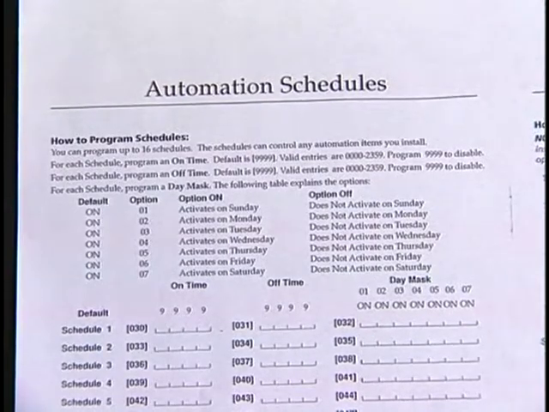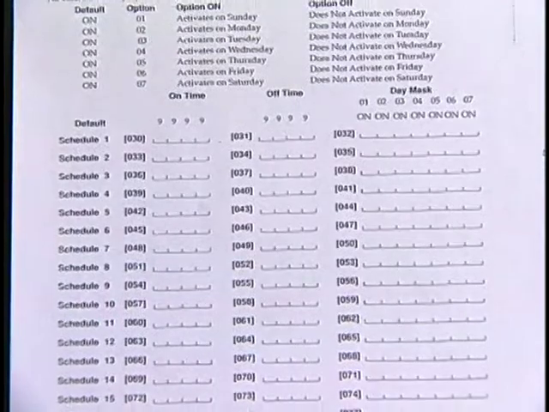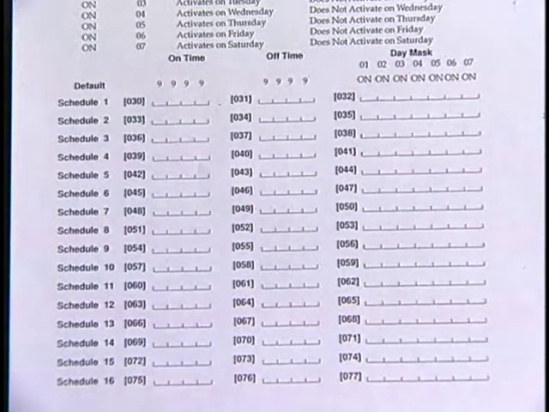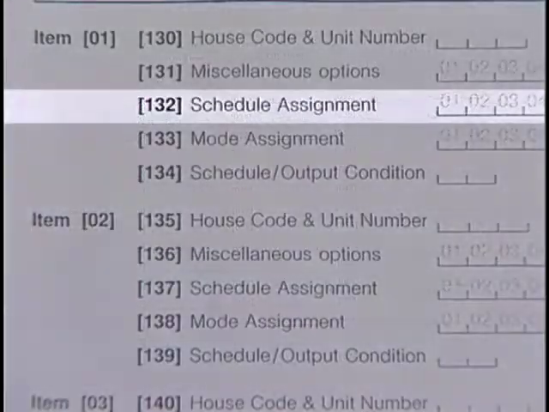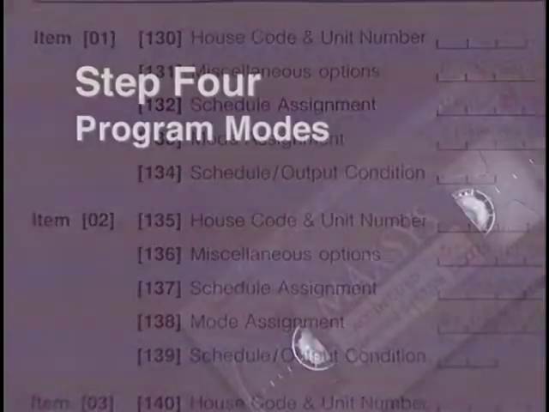There are 16 programmable schedules in the Escort. Each Escort schedule contains a start time, an end time, and a day of the week selection. One or all of the schedules can be enabled for any automation item.